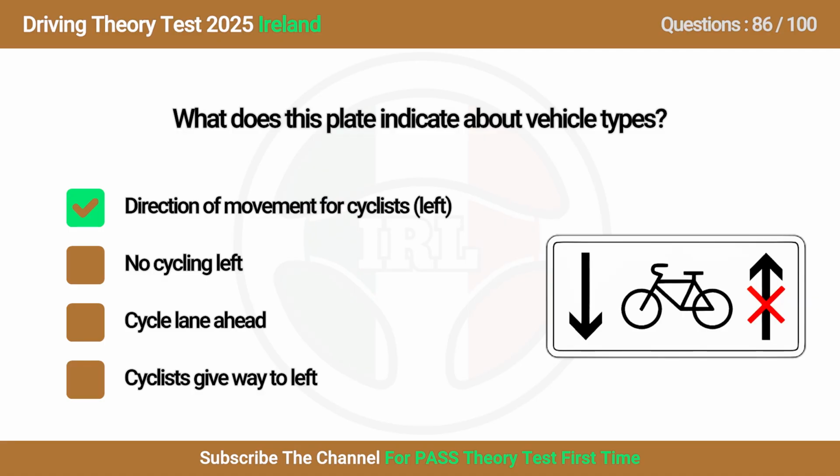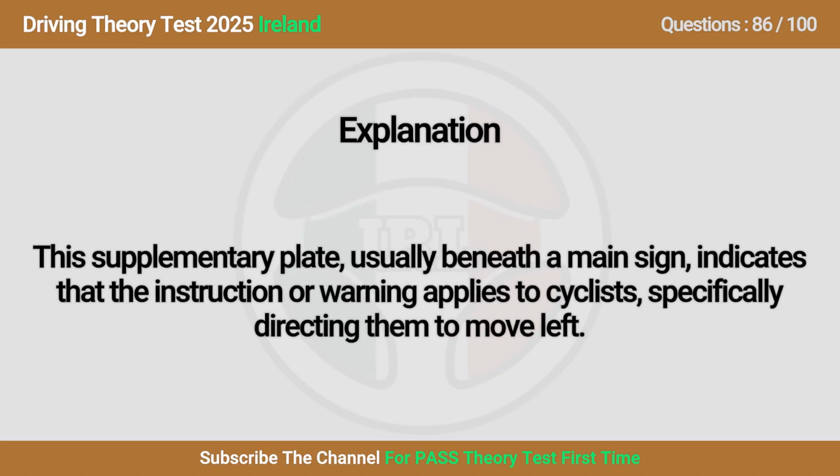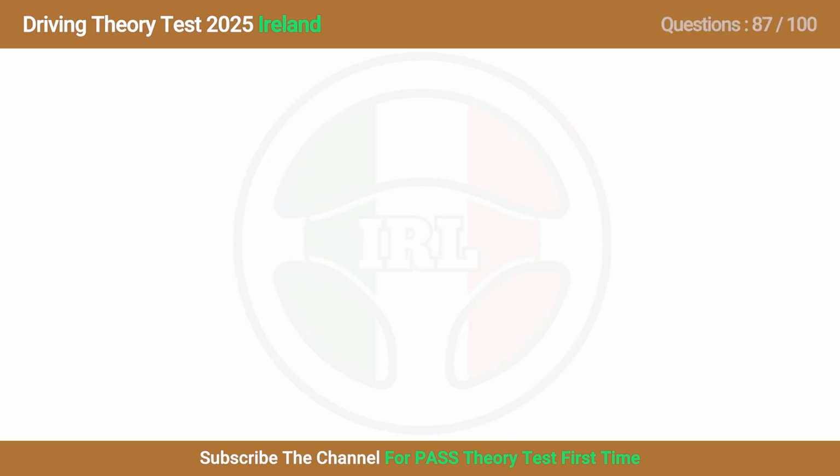Answer is A. Direction of movement for cyclists left. This supplementary plate, usually beneath a main sign, indicates that the instruction or warning applies to cyclists, specifically directing them to move left.